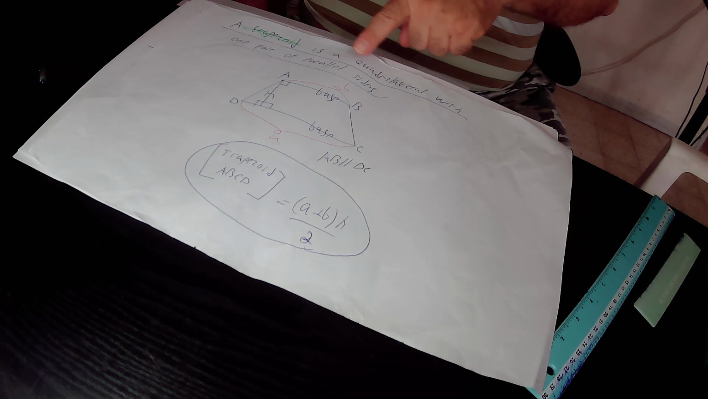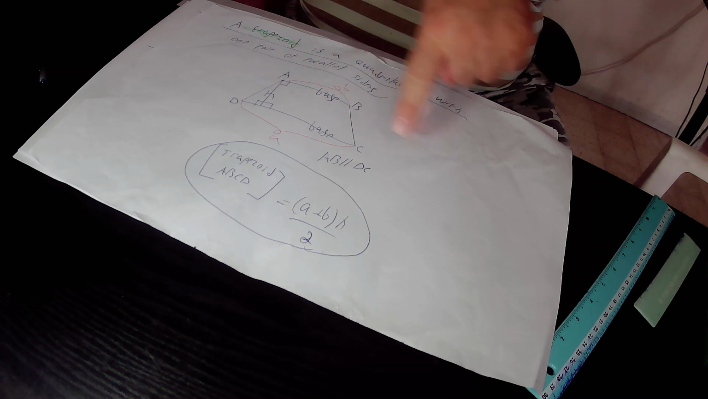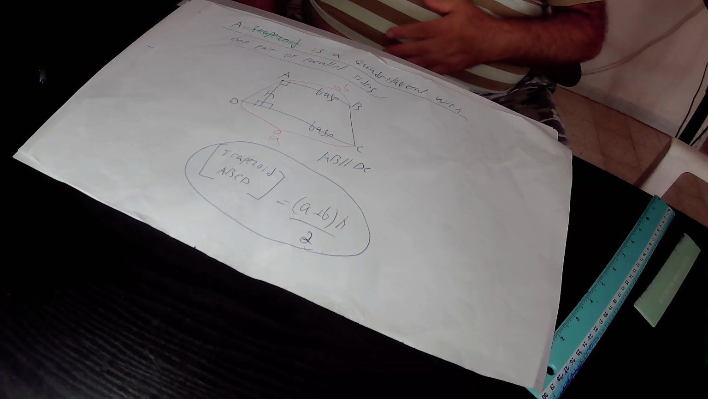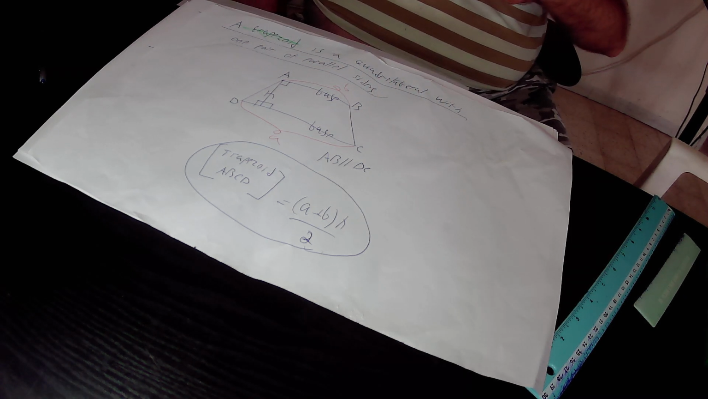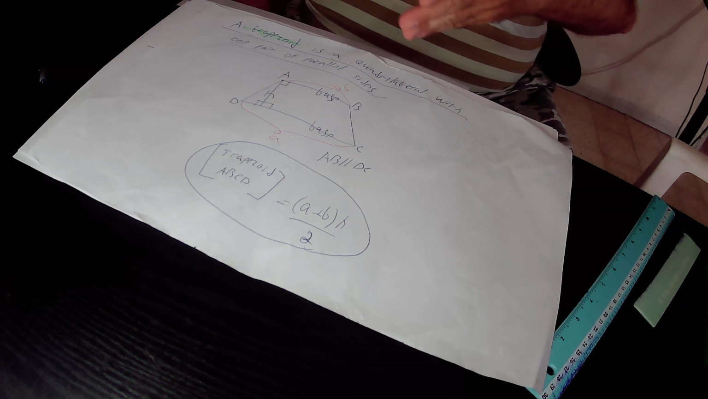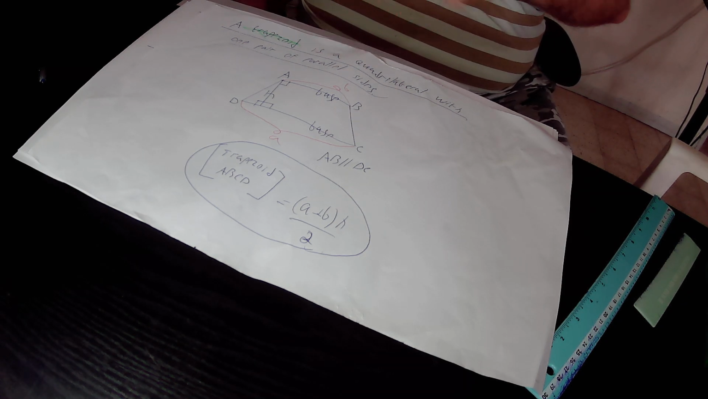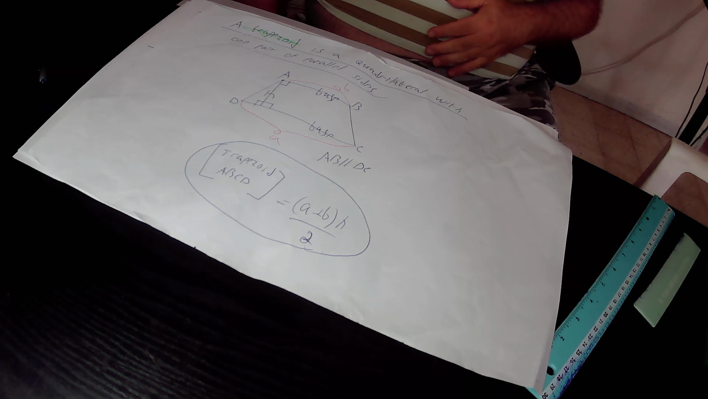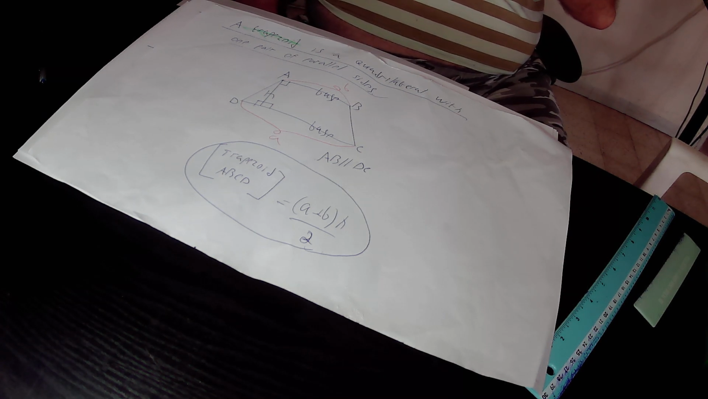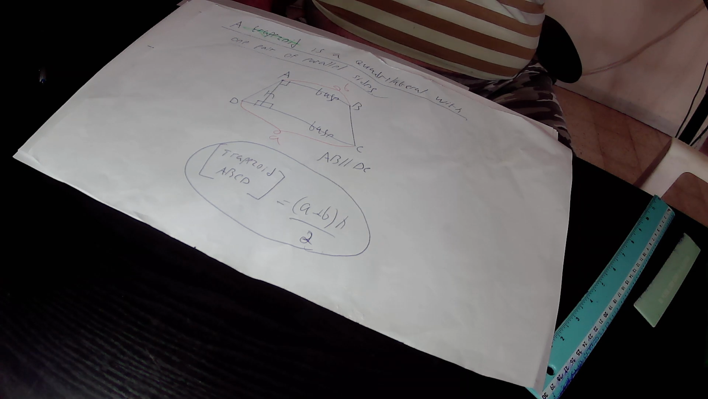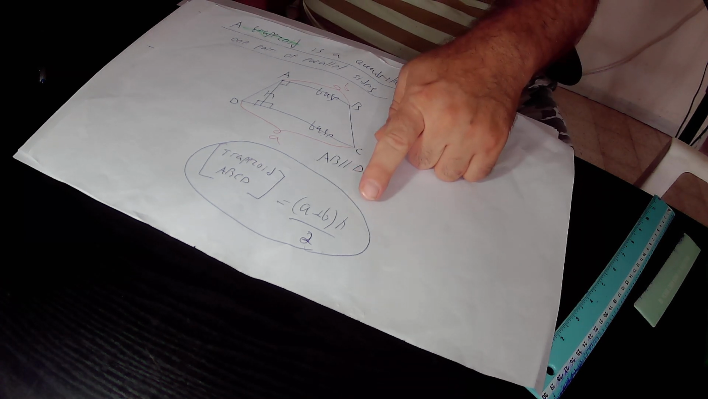If we define the length of AB as B and the length of DC as A, then the area of this trapezoid ABCD will be equal to A plus B, that is the sum of its two parallel bases, times the height edge over 2. So the area of a trapezoid is equal to the sum of its two parallel bases times the height edge over 2. This is A plus B times edge over 2.